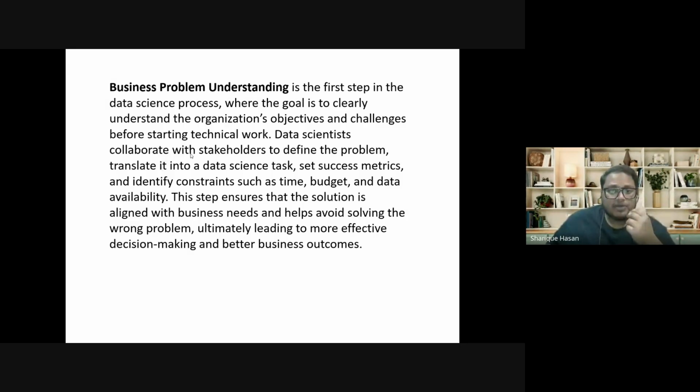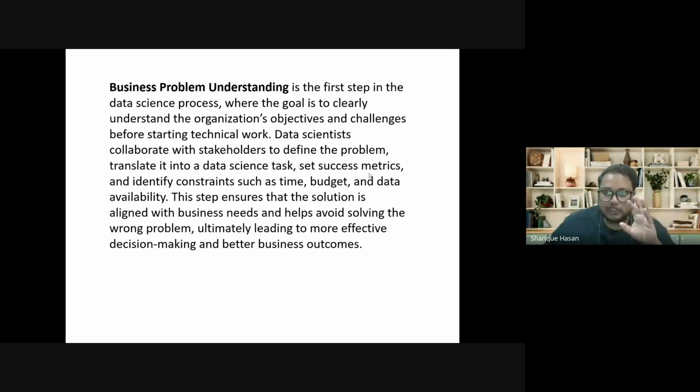Data scientists collaborate with stakeholders to define the problem. If I have a problem, I am the owner, and I have a data scientist too, so this is my problem. First of all, we are going to discuss what the problem is, what the challenges are, and how we are going to find a solution. The next thing is to translate it into a data science task.